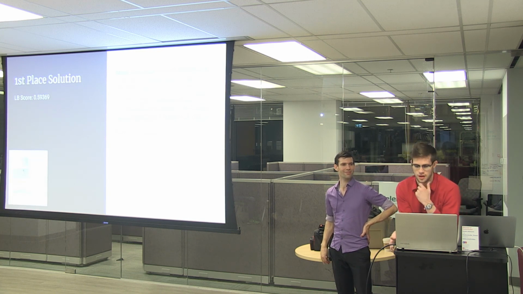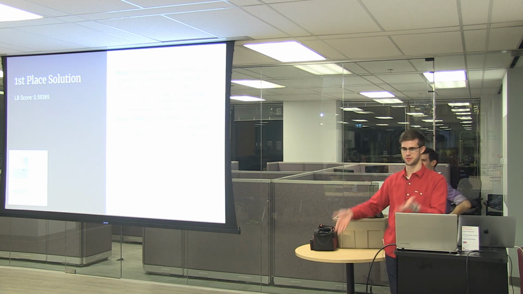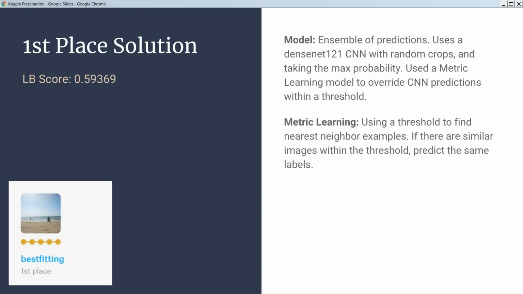Okay, so I'll try to go through these pretty quickly, and if you have questions about them, you can always ask me after this because we don't have much time left. But the first place solution was very, very interesting because it got a score that was like 0.02 over the second place solution, which is kind of abnormal. Usually the top solutions are within 0.01 of each other.